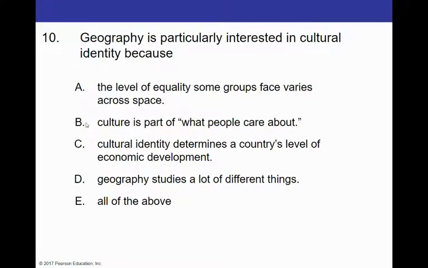You should have crossed off B because culture is not just what people care about, but what also people take care of. So B is only half correct. So you should have got down between A and C. The correct answer here is going to be A because the level of equality some groups face varies across space. That's why cultural identity is important, because depending on where you go, there's going to be a different level of equality that you need to address in order to know somebody's culture, in order to know the geography.